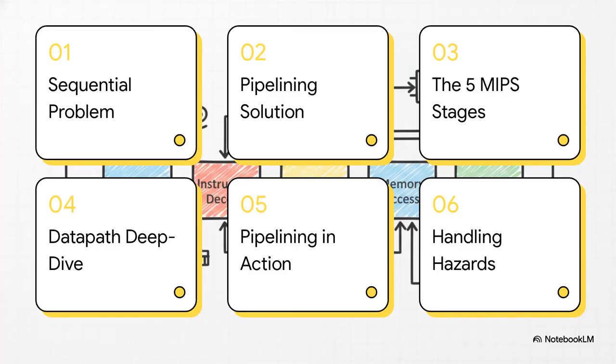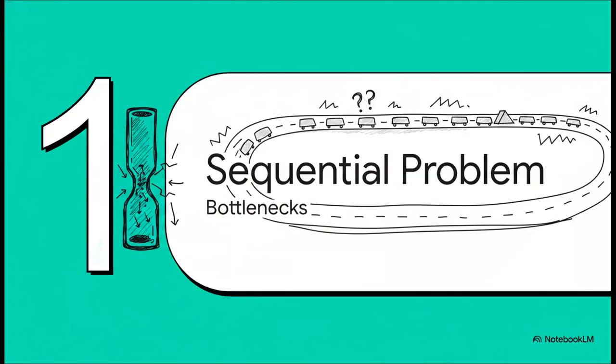Here's our roadmap for this explainer. We'll quickly cover the sequential problem, the pipelining solution, the 5 specific MIPS stages, do a deep dive into the data path, see pipelining in action, and wrap up with handling hazards. Let's get right into it. Starting with Section 1, the sequential problem.